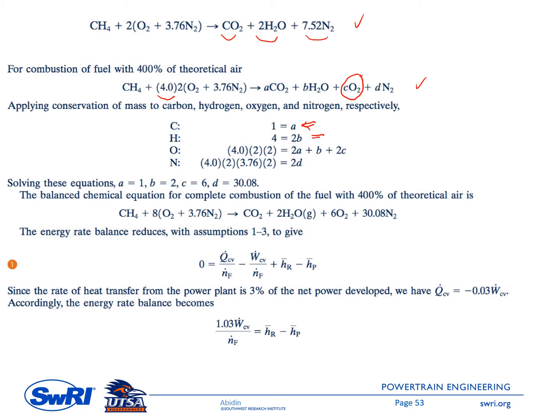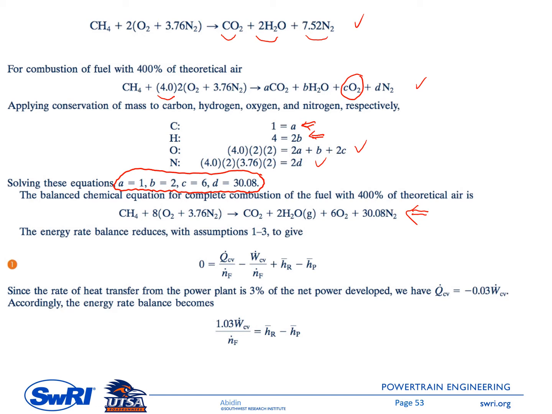And then the next one here is for hydrogen. Through this conservation of mass for hydrogen, we get B equal to 2. And then next one is for oxygen. And the last one here is for nitrogen. And this is the result for the parameters here. So A equal to 1, B equal to 2, C equal to 6, and D equal to 30.06. Okay, so once we got all these 4 coefficients, we can plug in the numbers to get this methane reaction with 400% of theoretical air.